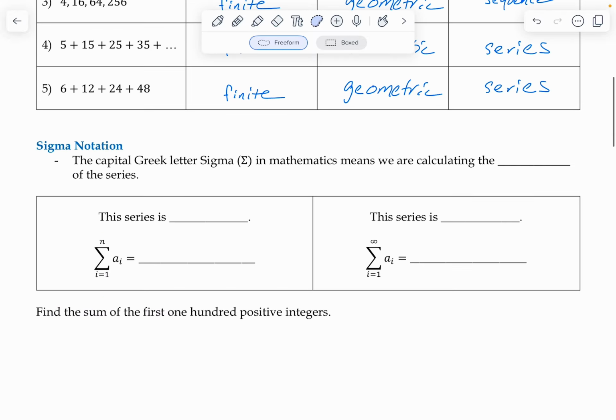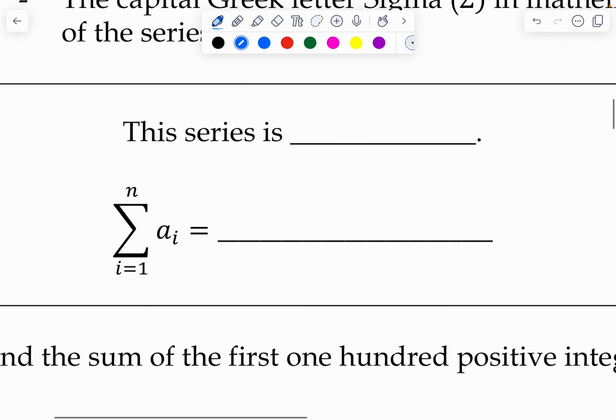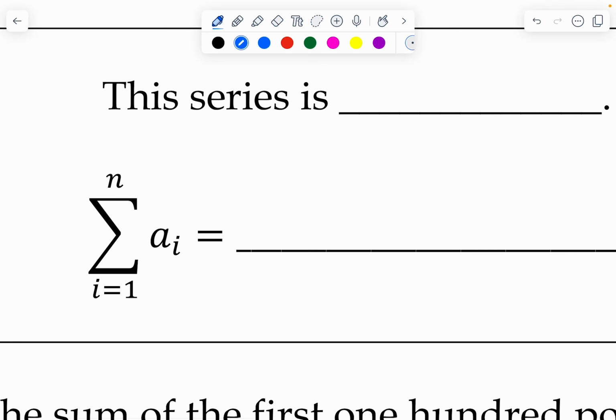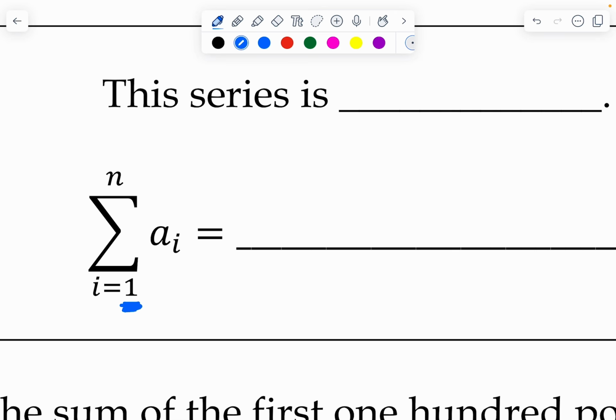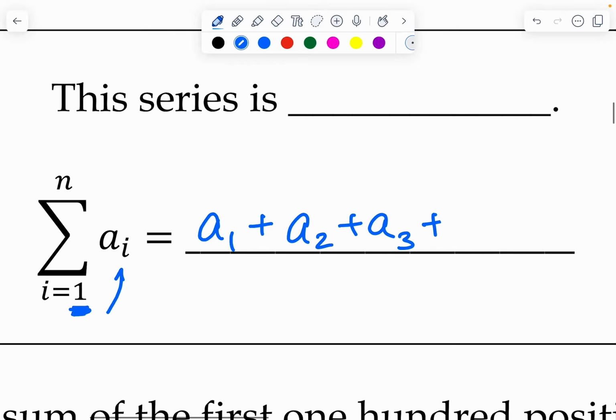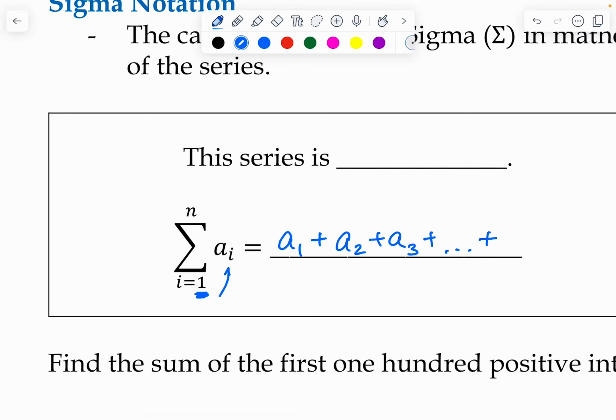The capital Greek letter sigma in mathematics means we are calculating the sum of the series. Here's how we read this: the sum as i goes from 1 to n of a sub i. What this means is we start with whatever this number is down here. We plug it in wherever it shows up, so a sub 1, and then we add when we plug in the next number. Then we keep going, keep adding, keep plugging in integers until we get to the last one up here, and then we plug that one in, and then we stop.